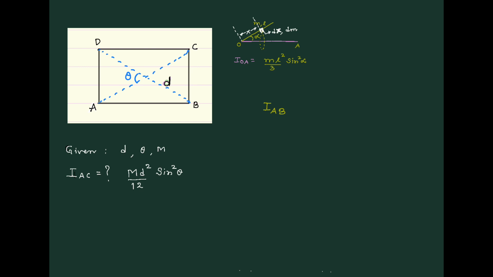So I of this side AB will come out to be, if its mass is M_AB, then M_AB into AB whole square by 3 into sine square alpha, if this angle is say alpha, using this result, this one.